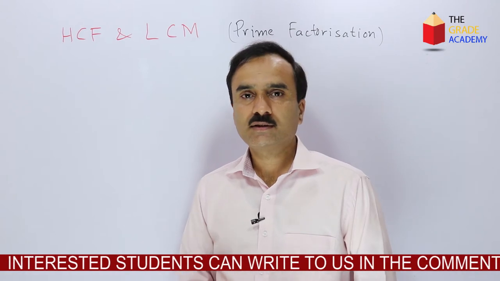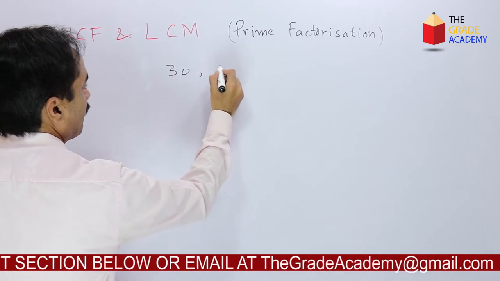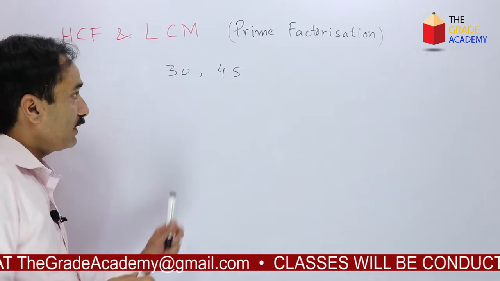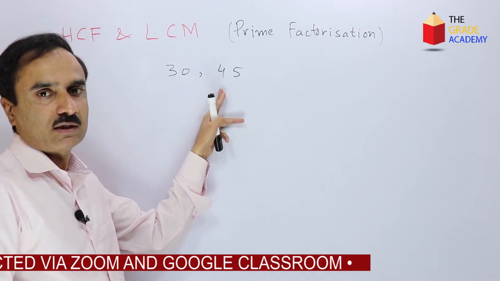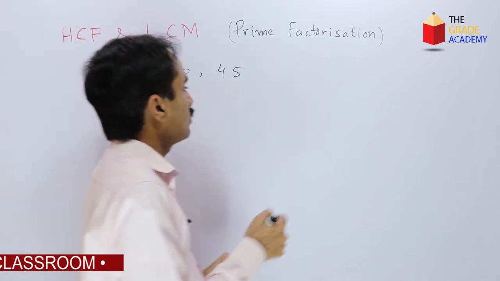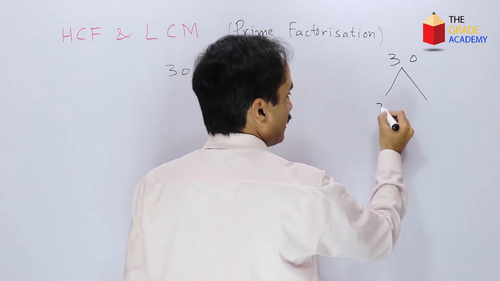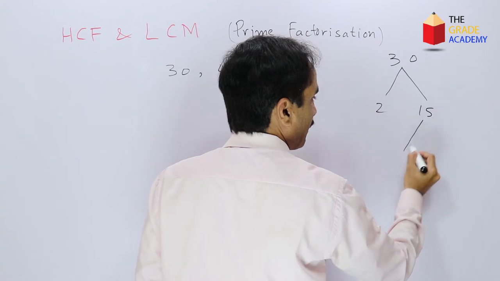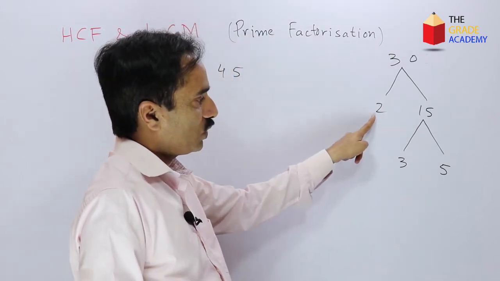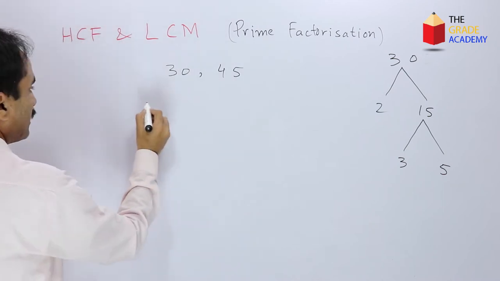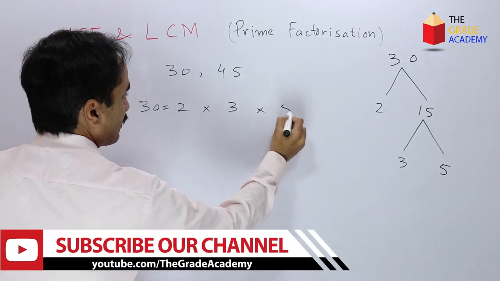So suppose we have to find the HCF and LCM of the numbers 30 and 45. So here we will use prime factorization. First of all, we will write 30 and 45 as the product of prime factors. So 30 can be decomposed into its prime factors as 2 times 15, and 15 can further be broken down into 3 times 5. So the prime factors of 30 are 2, 3 and 5. So 30 can be written as 2 times 3 times 5.